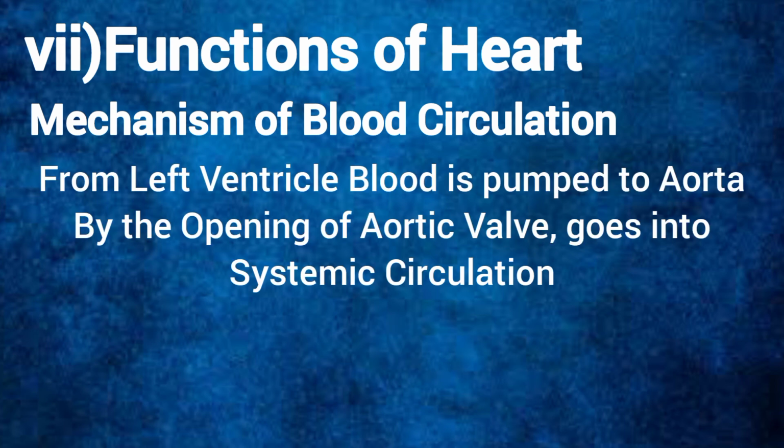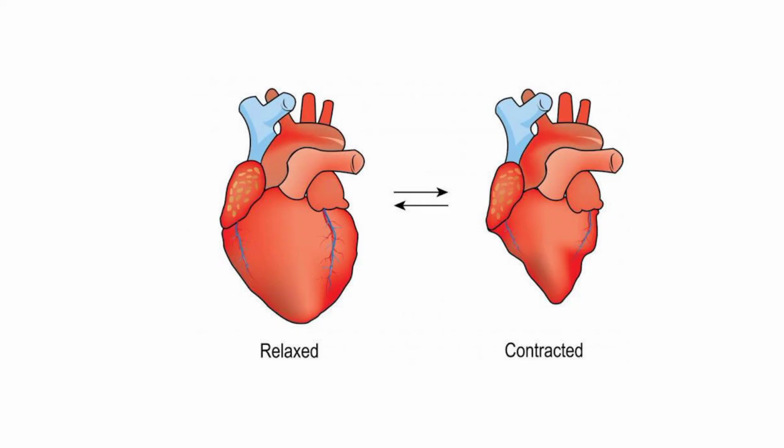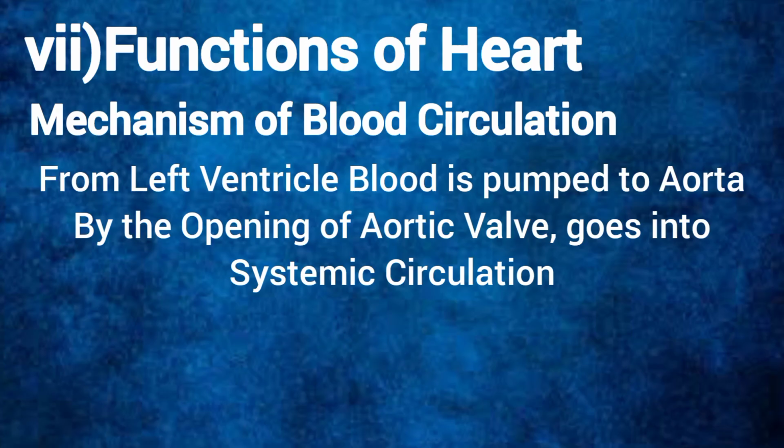From the left ventricle, now the blood goes into the systemic circulation. The aortic valve is there between the left ventricle and the aorta. The aortic valve opens and the blood goes into the systemic circulation. In this way, the heart completes its two cycles. First is the systolic one, second is the diastolic one.